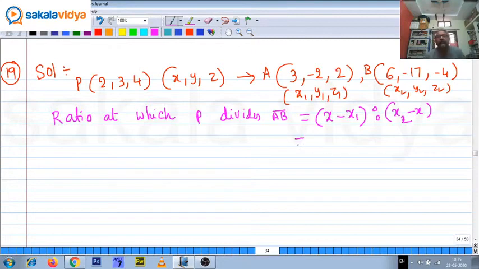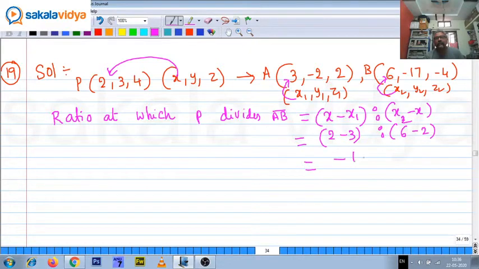So this equals to, now what is x? X is 2. Here x1 is 3, x2 is 6. Substitute: 2 minus 3 is minus 1, and 6 minus 2 is 4. That is actually minus 1 is to 4. That means the point P divides externally, 1 is to 4 externally.